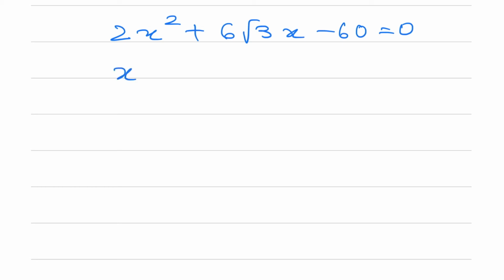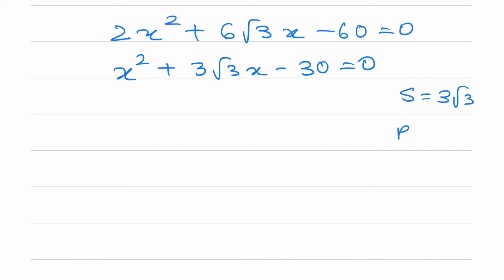Question number 19. In this question, we are given a quadratic equation 2x square plus 6 root 3x minus 60 is equal to 0 and we have to solve for x. So first I can take 2 common, so it would be x square plus 3 root 3x minus 30 is equal to 0. Now we have to split the middle term such that sum is equal to 3 root 3 and product is equal to minus 30.